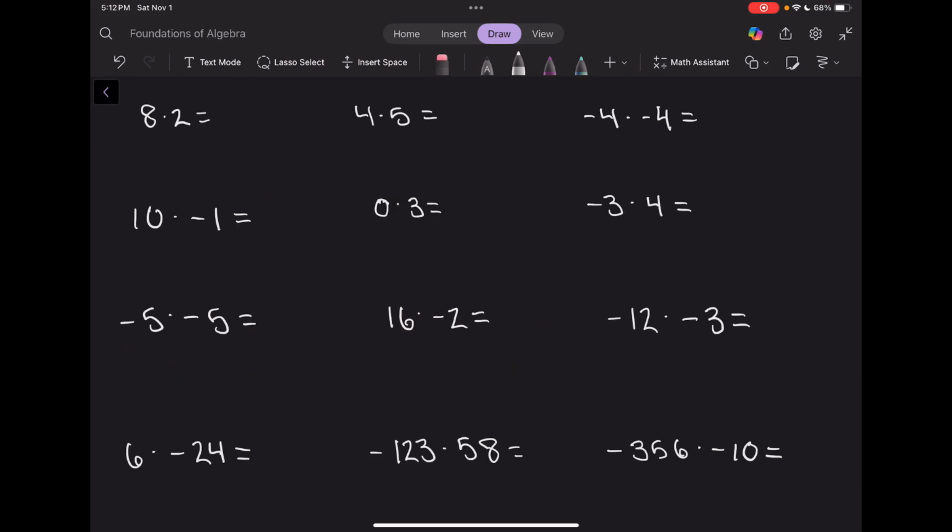Alright, so here are some practice problems for you guys to do. In these practice problems, I use a dot to indicate multiplication. So this is the same thing as 16 times negative 2, and it's the same for all of them. Just different notation is all. And I'll put the answers up at the end of the video.